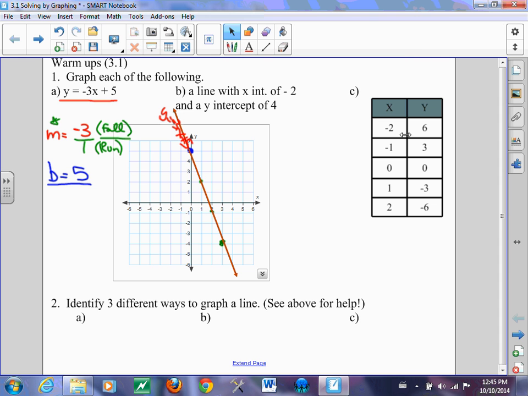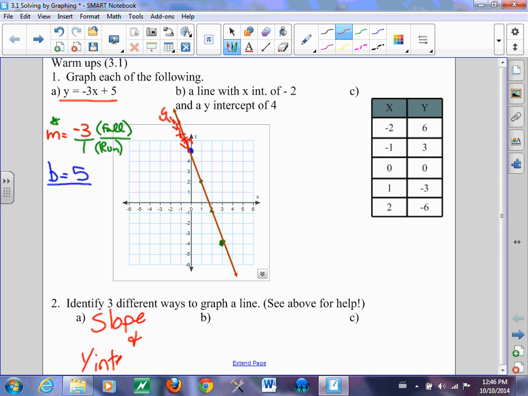Great. That's one method. So down in 2a, it says describe the three methods to draw a line. That's going to be the slope and y-intercept method. That's the easiest one and the quickest one, folks. So please make sure you know how to do that, or come see me for help if you have trouble.